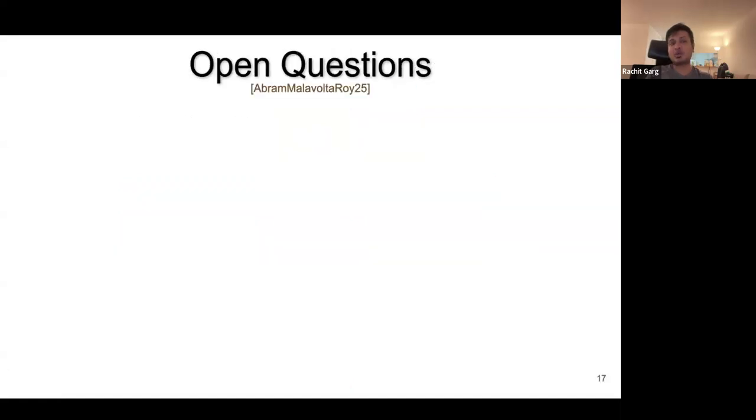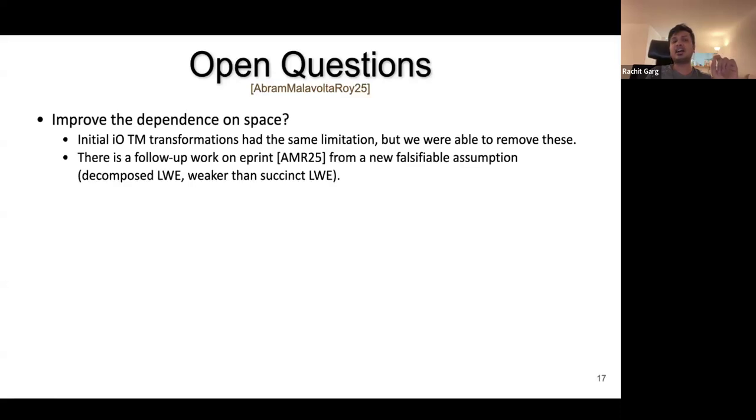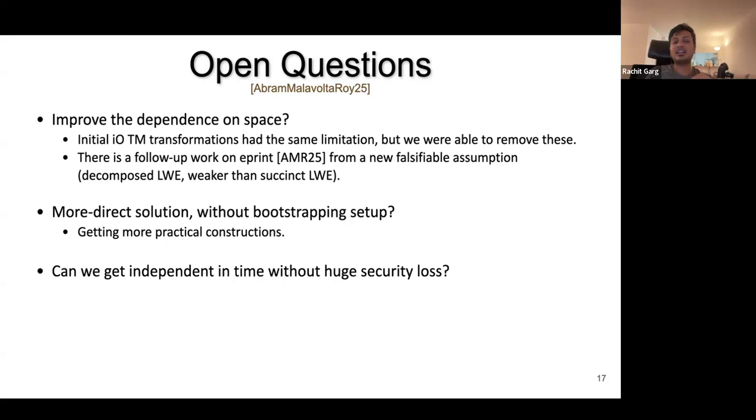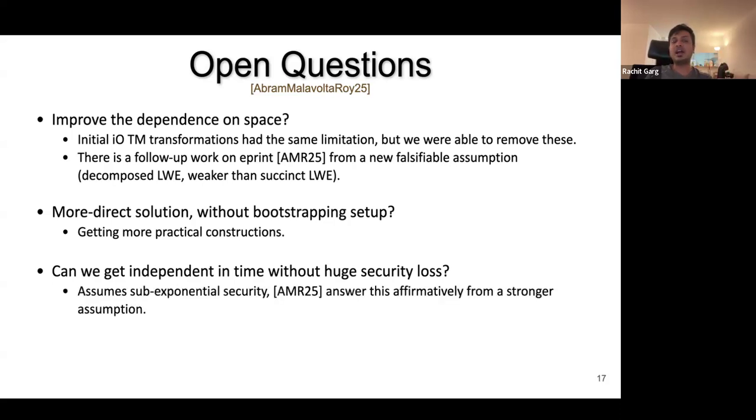Okay, so then I have some open questions, but because I'm running out of time, I'll quickly speed through this. So improving the dependence on space is a big open question. And there's some follow-up work which does this, but they do need a new falsifiable assumption to do this. Can we come up with a more direct solution for better efficiency without bootstrapping this setup again and again? And we have another result in our paper, where we can get independence in time, but we undergo a huge security loss. Again, AMR 25 do answer this question, but they do it from a stronger assumption. So yeah, that's it from me. Thank you.